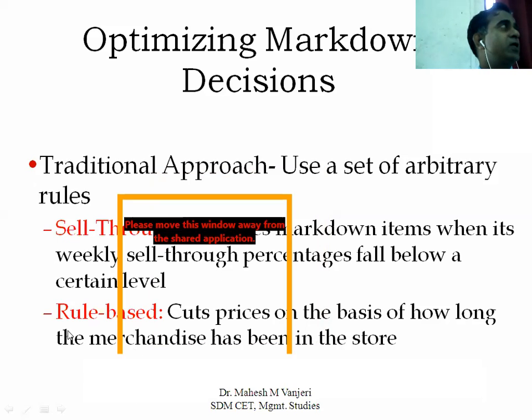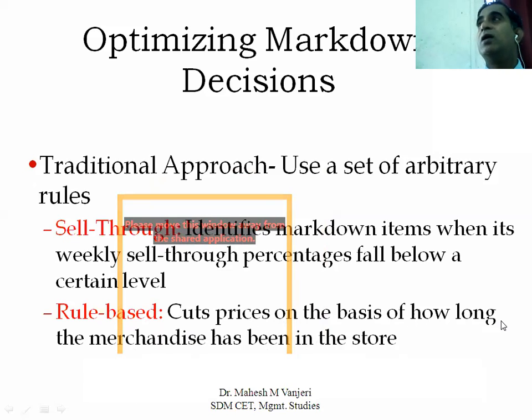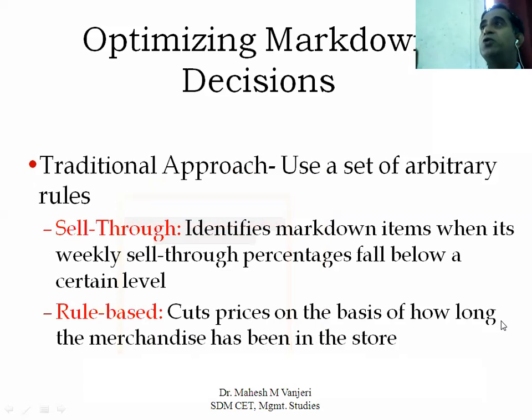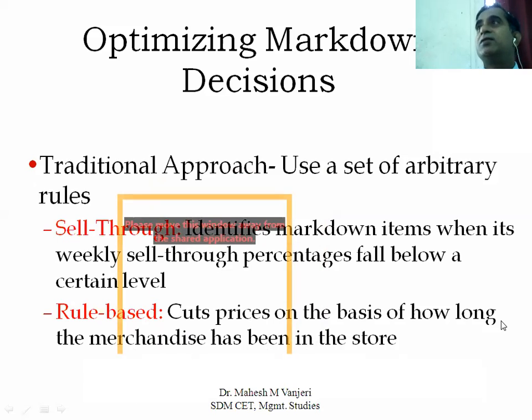Then rule based. Second is rule based, which cuts prices on the basis of how long the merchandise has been in the store. The second method to identify the merchandise to be sold on markdown is you identify which goods are kept without selling in the store for how many days. Say there are goods that have not been sold for the last 1 week, last 2 weeks. You decide the benchmark. So goods that are not being sold for the last 15 days, put them for sale. Okay, so these are the approaches that are used by retailers to optimize the markdown decisions.